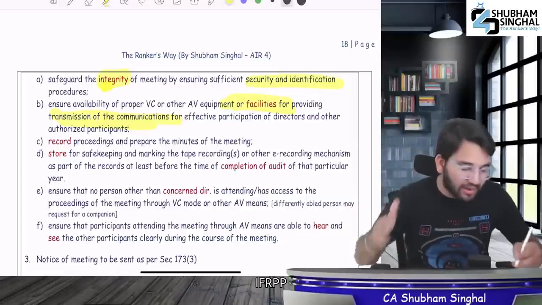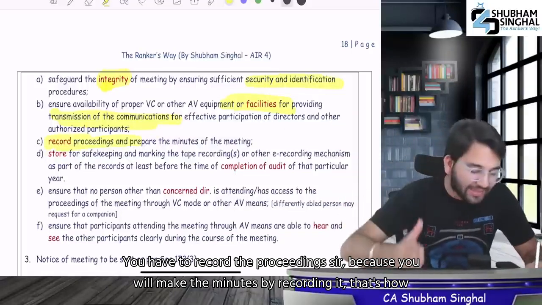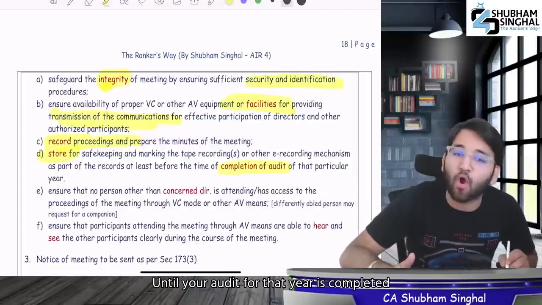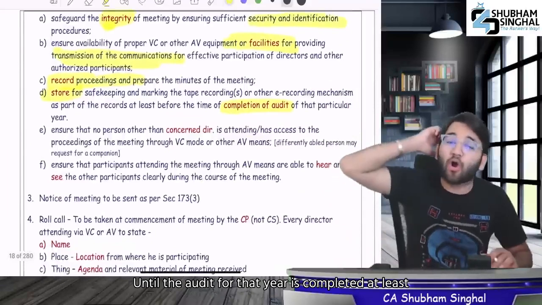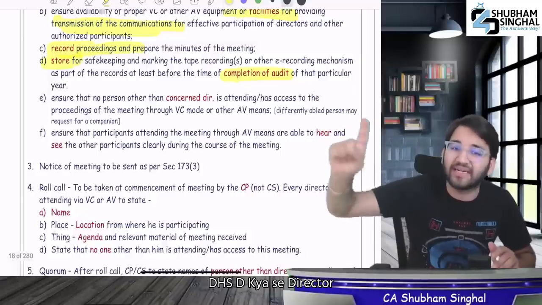This is IFR. You have to record the proceedings because you will make the minutes by recording it. You will have to store it. Till when to store? Until your audit for that year is completed, okay? Until audit for that year is completed. IFRS is done. DHS director for D.